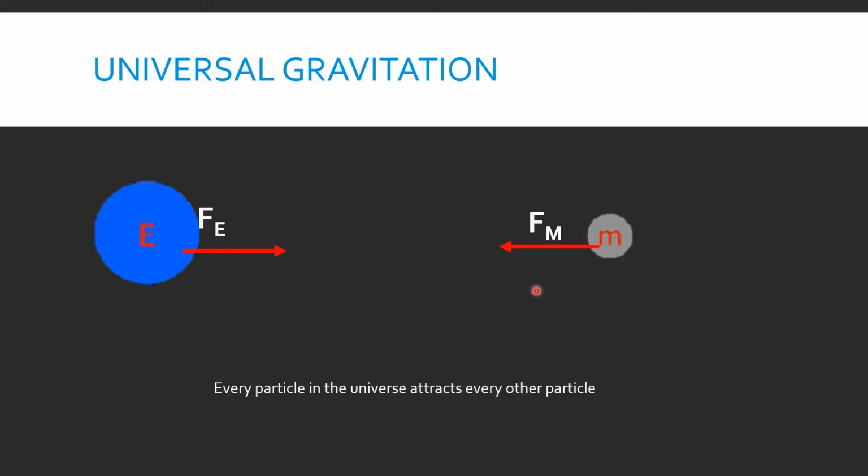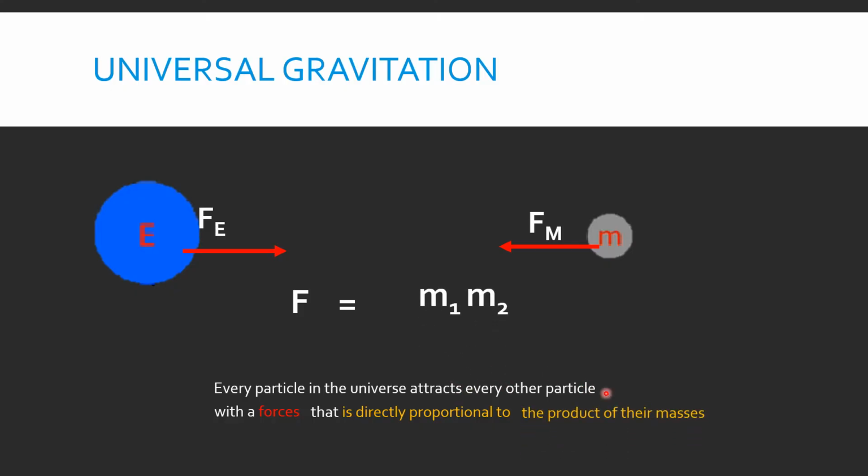According to Isaac Newton, every particle in the universe attracts every other particle with a force. So we have a force that is directly proportional to what? To the product of their masses. So according to Isaac Newton, the force that attracts these two objects is directly proportional to the product of their masses. So we have to multiply their masses, and this is directly proportional to the force.